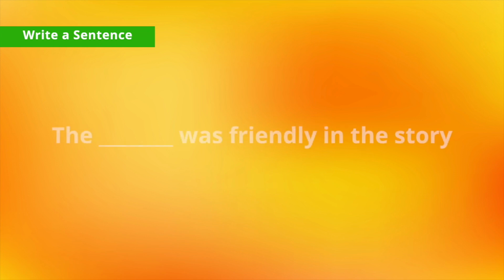Now, let's take a look at our second sentence. The blank was friendly in the story. Think about the character in our story that was friendly. Who had the friendly character trait? Lion or mouse? And I want you to put their name in the blank. Now, let's take a look at our last sentence.